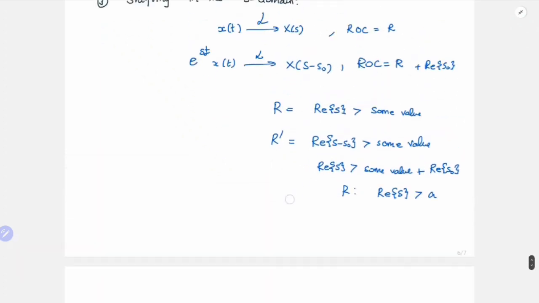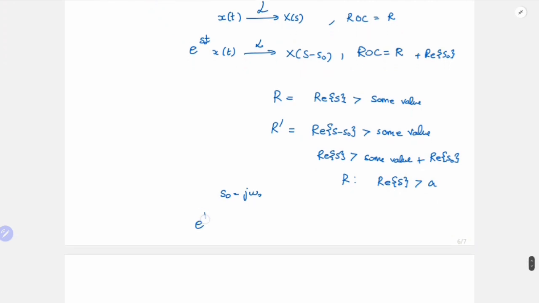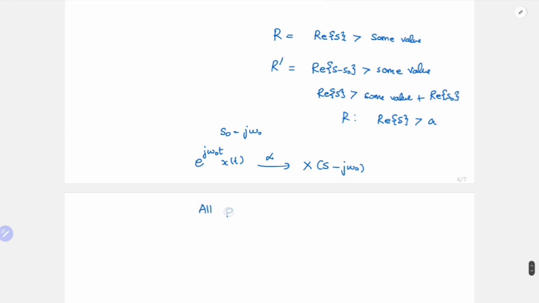Again, one special case of this is where s naught is equal to j omega naught. It is like shifting in the frequency axis. So what happens in that case? We just get a multiplication by this complex exponential. So that will give a Laplace transform of s minus j omega naught. What happens? All poles and zeros at A will be shifted to A minus j omega naught. Just shifting in the frequency axis.